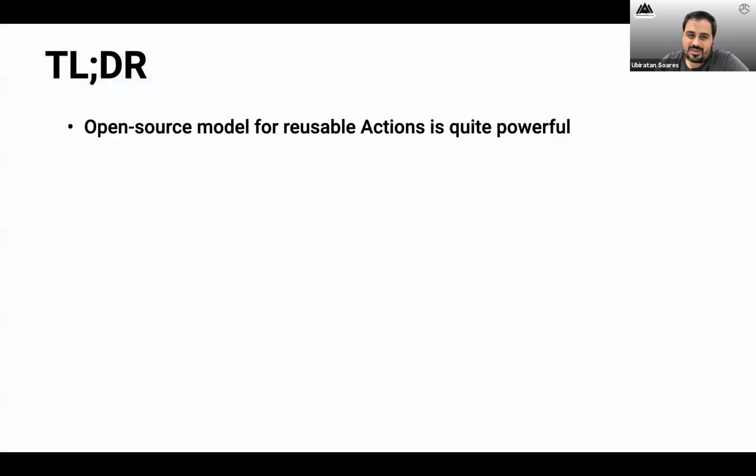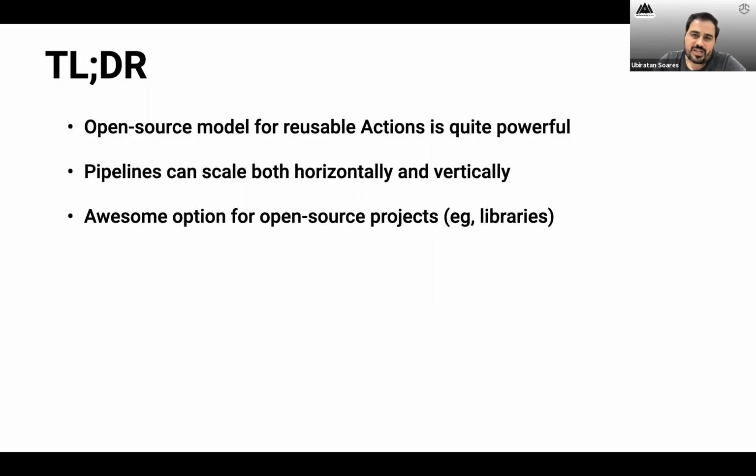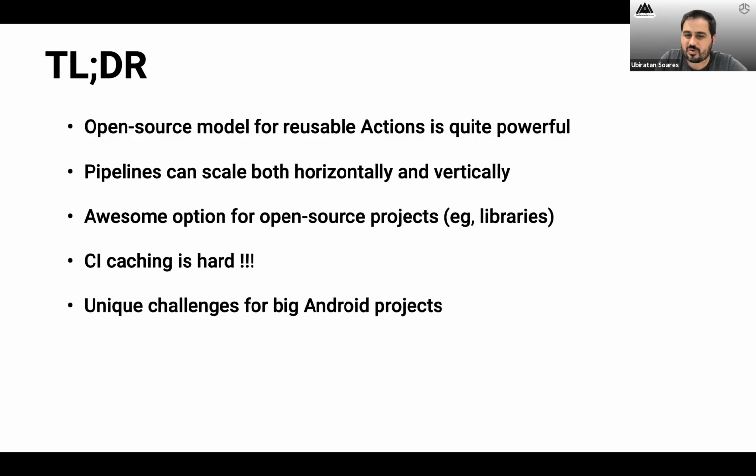So yes, too long, didn't read. We have this open source model for reusable actions, which is quite powerful. GitHub Actions provides a good model that you can use to scale your pipelines both horizontally and vertically. It's really an awesome option for open source projects, also for open source libraries. CI caching is hard. I didn't dive into this topic, but trust me, it's not trivial. And most likely we have unique challenges for big Android projects, like the caching itself, dealing with emulators, different types of runners, and these kinds of things.